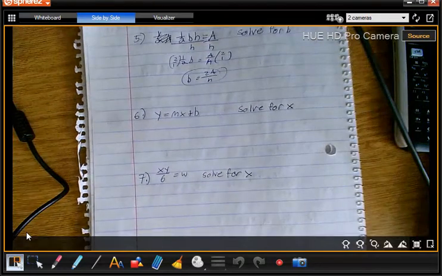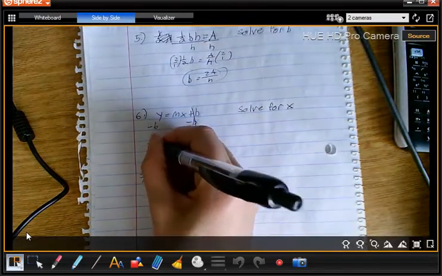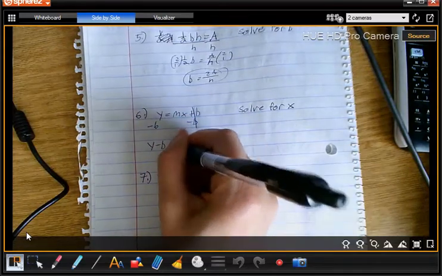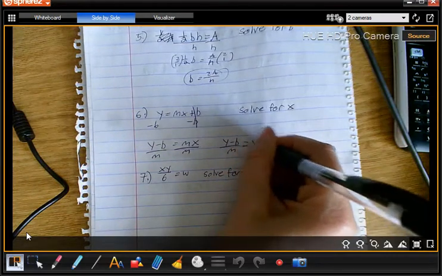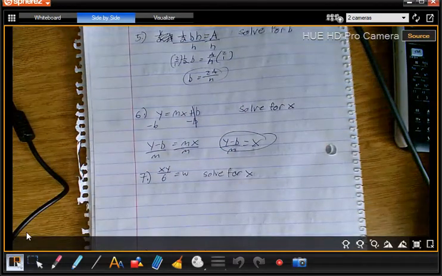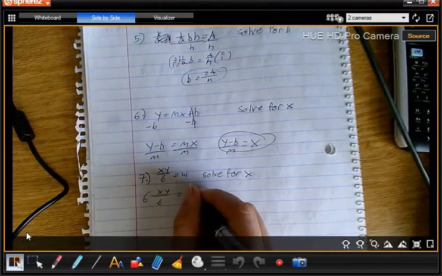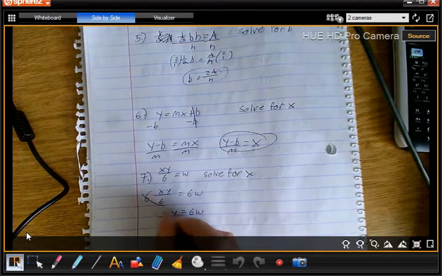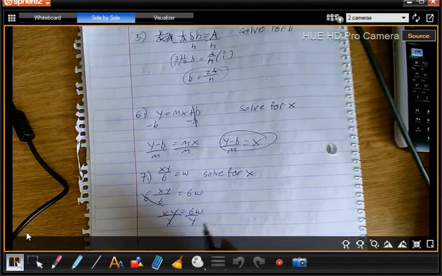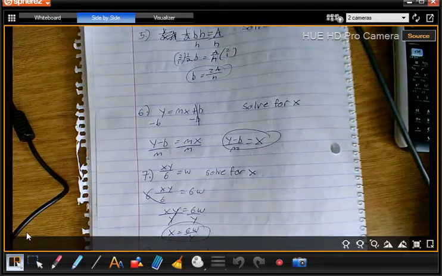Number 6, we're going to solve for x. I'm going to subtract b from both sides. Y minus b equals mx. Divide both sides by m. Y minus b over m equals x is my final answer. So these should just be like solving for equations, except you've got letters at the end. Number 7, I'm going to times both sides by 6. So I'm going to get xy equals 6w. And then I'm going to divide both sides by y. So that I get 6w over y as my final answer.